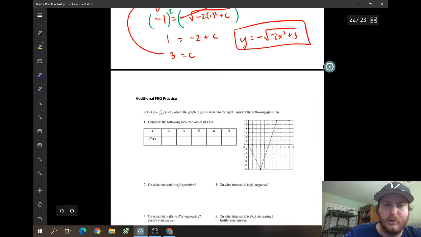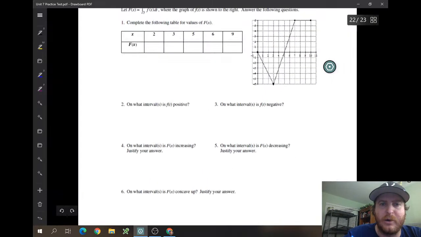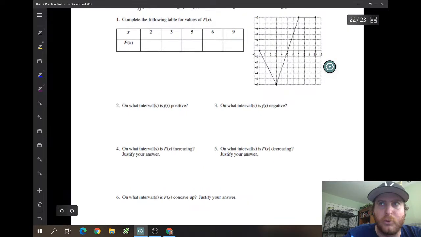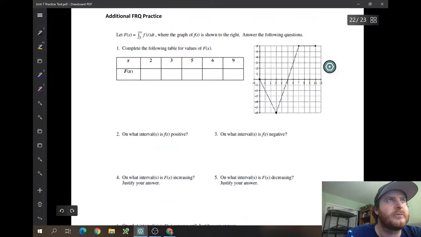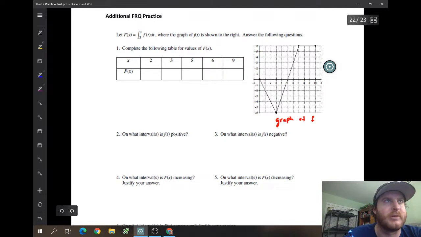Then we did have a couple other just kind of questions to consider and to help out. So I'll go through these quickly. These are other topics I could ask. If we had big F of x equals the integral from 3 to x of f of t, and this is the graph of little f, then we might want to answer some of these questions.